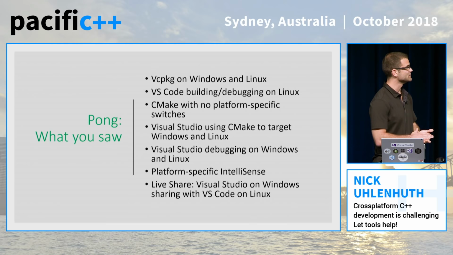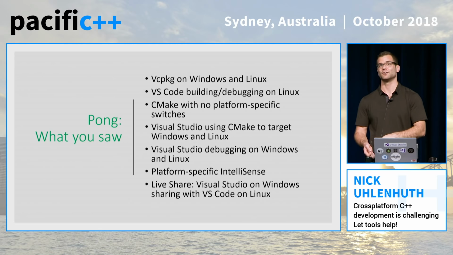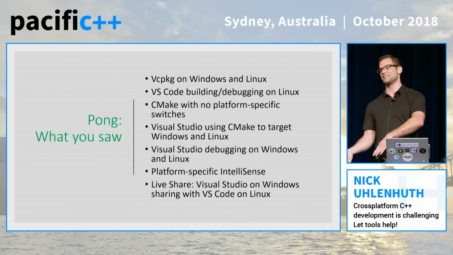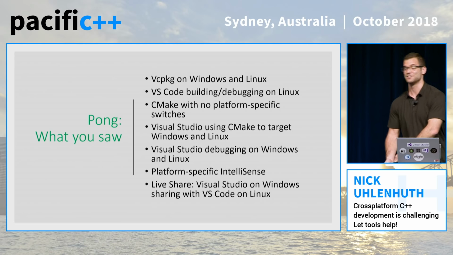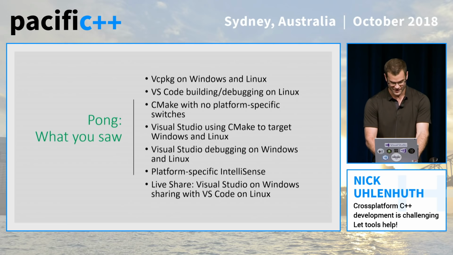Visual Studio using CMake to target Windows and Linux. We saw Visual Studio debugging on Windows and Linux. And then the last thing that we saw, platform-specific IntelliSense, so that was the purple squiggles. And then finally, Live Share, which was part of Visual Studio 2019. So that's a lot of cross-platform stuff that we saw just in that Pong demo. But we're not done yet.